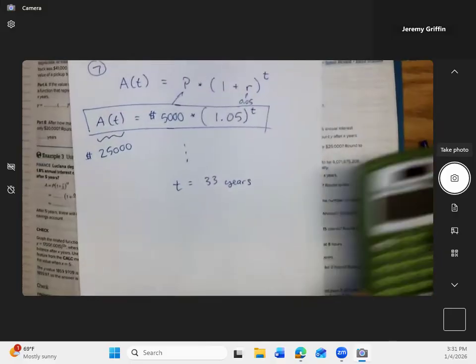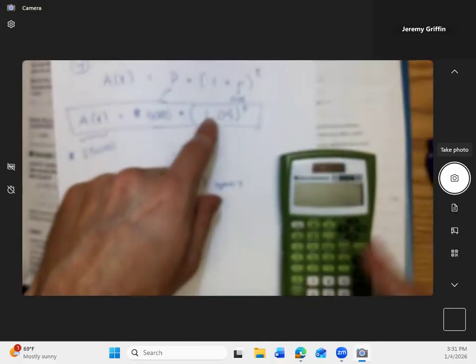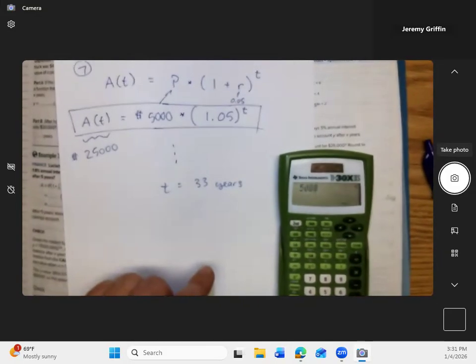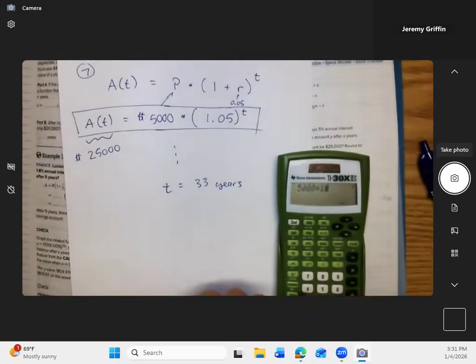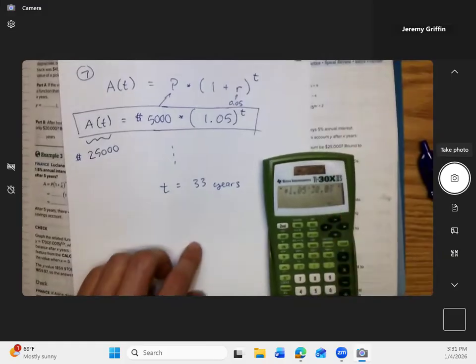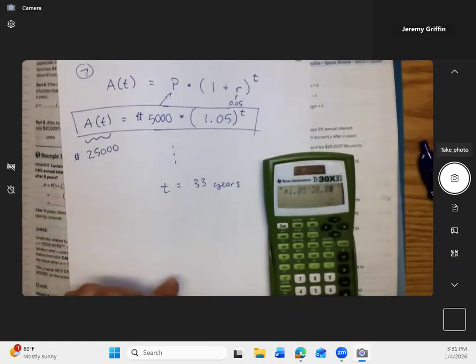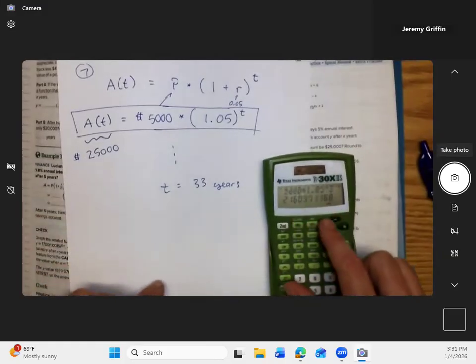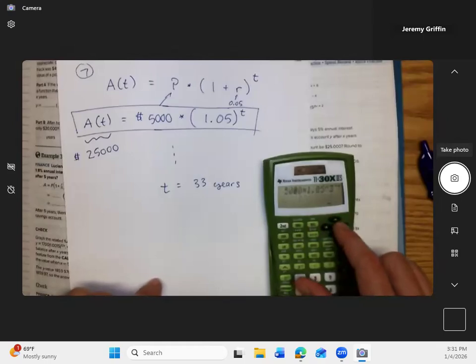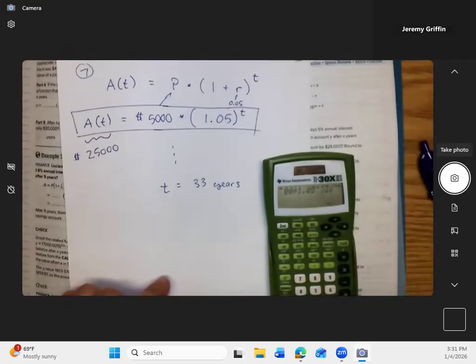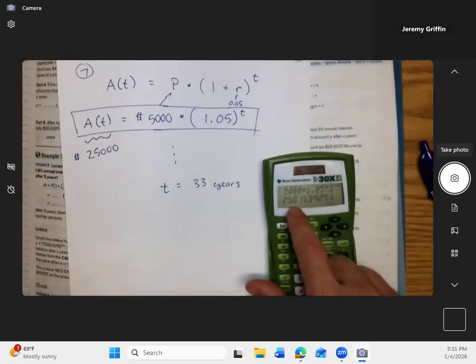If you're doing the guess and check method, then you could just sit here and plug in a bunch of values for t. So 5,000 times 1.05 to the power of 30.0. If you're doing it to the nearest tenth of a year, it should be pretty close to 25,000. Let's see if it is. 33 years. There we go. Yeah, 25,000 and change.